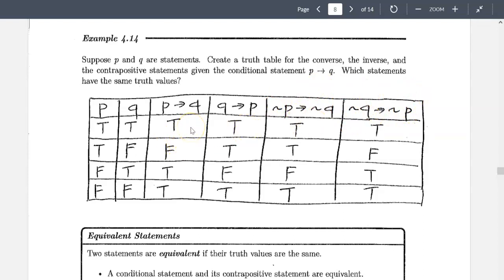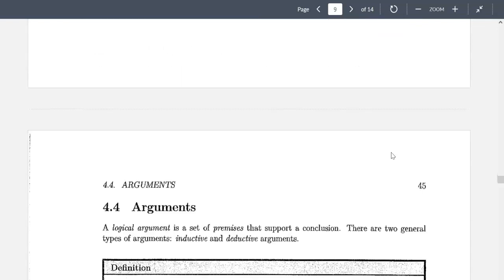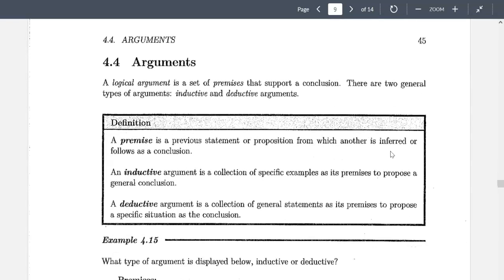When we say same value, how do you know something's equivalent? Equivalent statements mean they have the same resulting column. If you look at the implication, it's true, false, true, true. The only one that looks exactly like this is the contrapositive: true, false, true, true. So the implication for this statement and its contrapositive are equivalent. Okay, so that's what equivalent is.